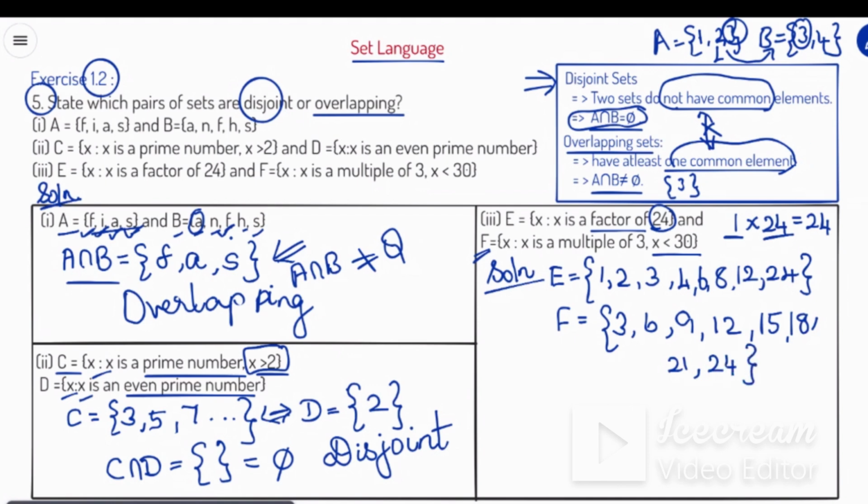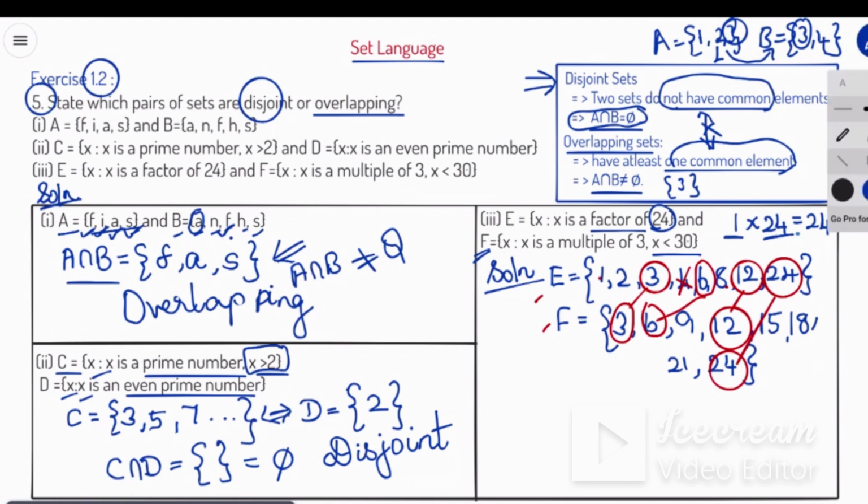So now we have to look for the common terms in these two sets, E and F. So let us check. 1, we don't have 1 here, and 2 is also not there, but we have 3 in both the sets. And 4 is not there, 6 is there. 6 is there in both the sets. Now if you go for 8, it is not there, 12. So obviously now itself you can decide that the set is not a disjoint set. We have got 3 elements. Anyways, we'll still continue checking all the elements. 24, and we have got 24 in this set also.